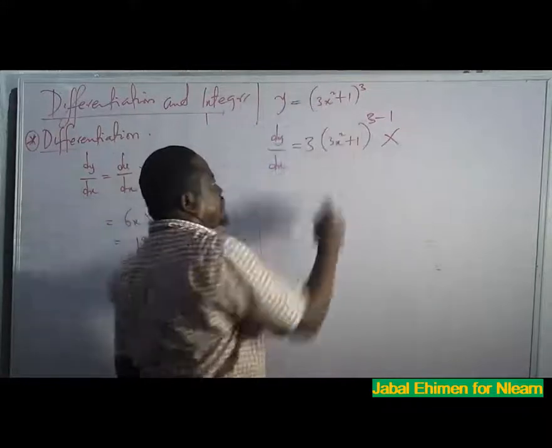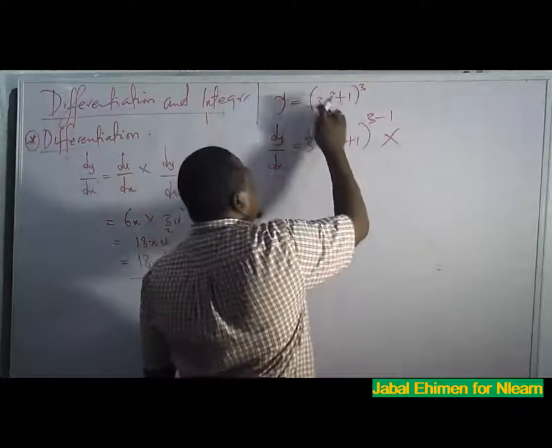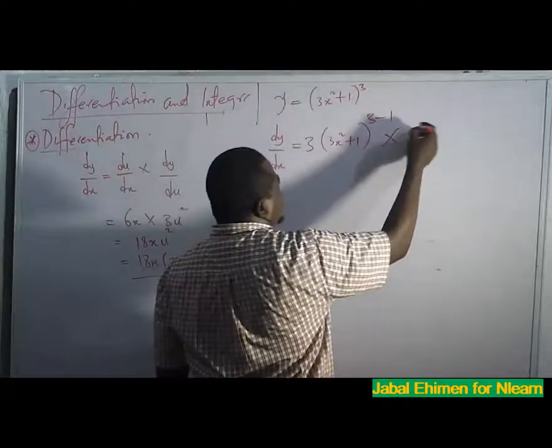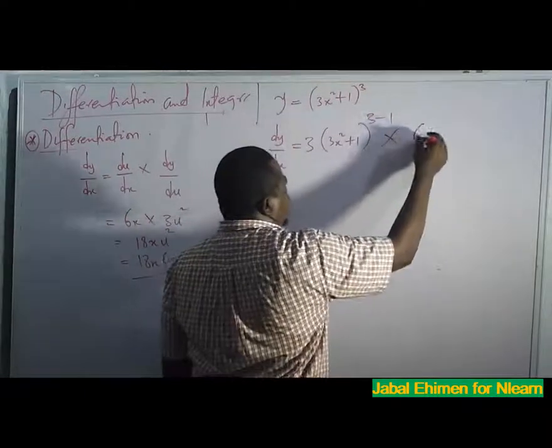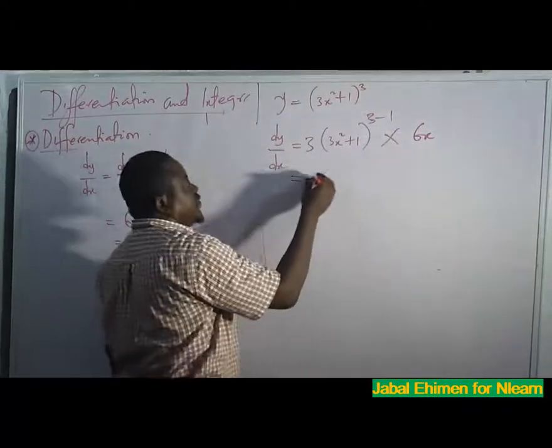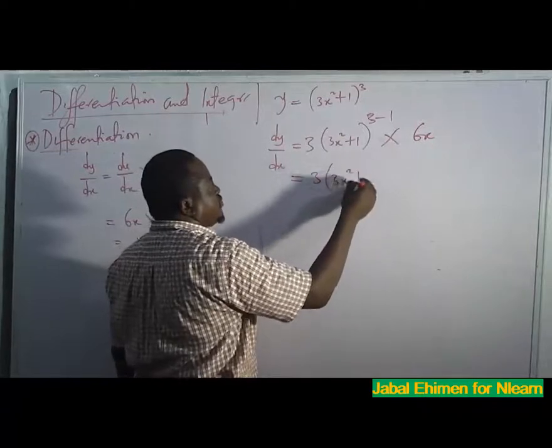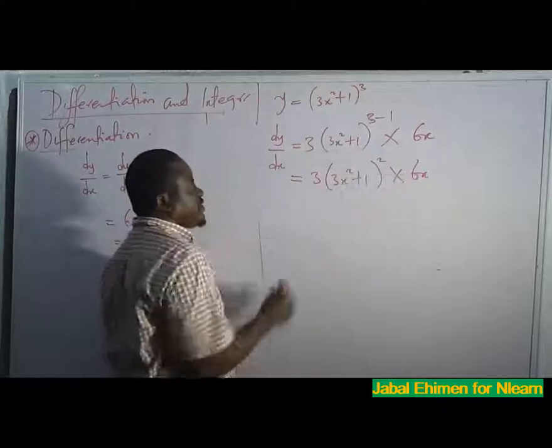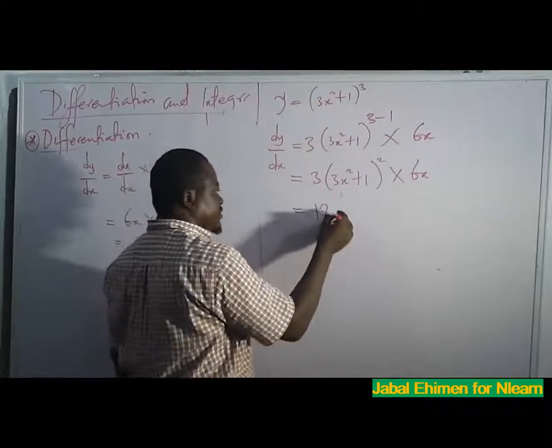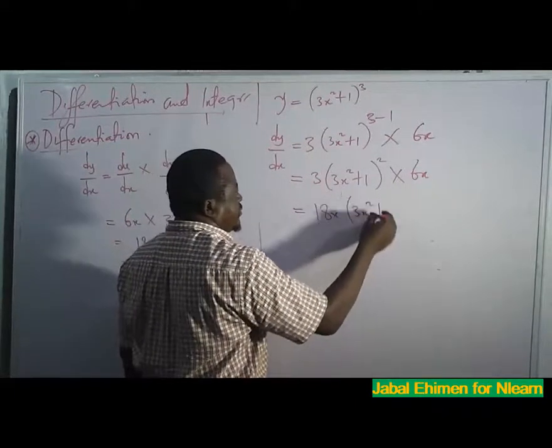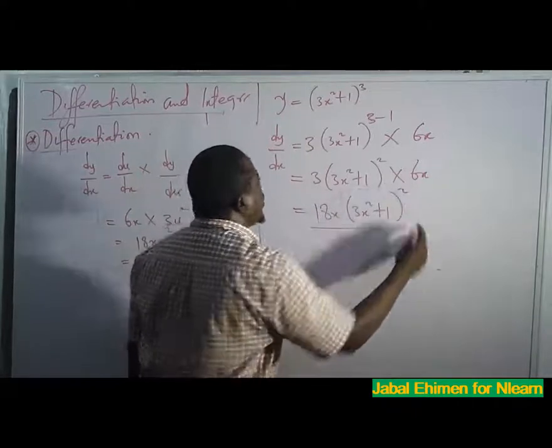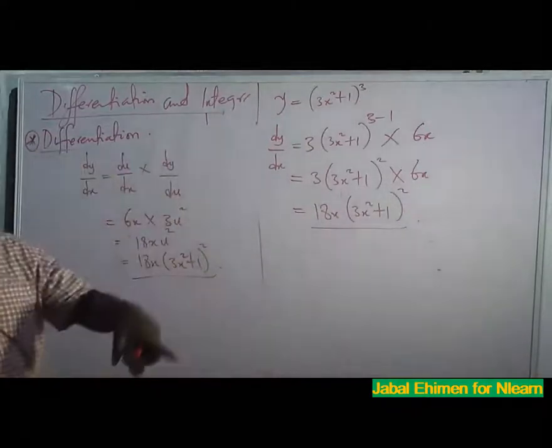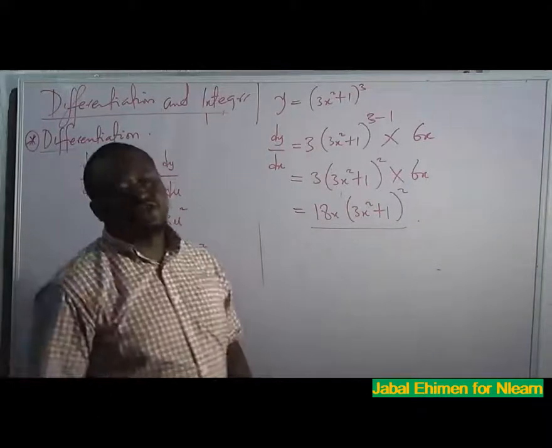Differentiate whatever is inside the bracket. What is inside the bracket is 3x squared plus 1. If you differentiate it, what you get is 6x. So when you multiply, then you have 3x squared plus 1 raised to power 2 times 6x. 6x times 3 will give us 18x into bracket 3x squared plus 1 raised to power 2. It's shorter. Done. So that is function of a function.